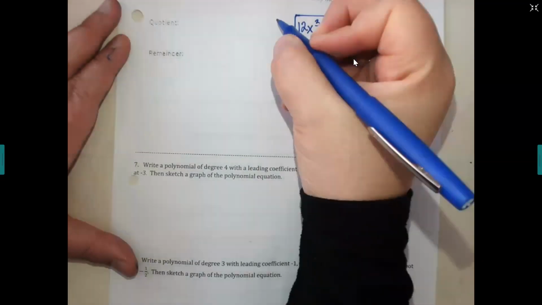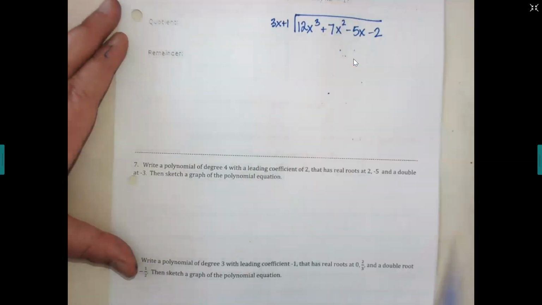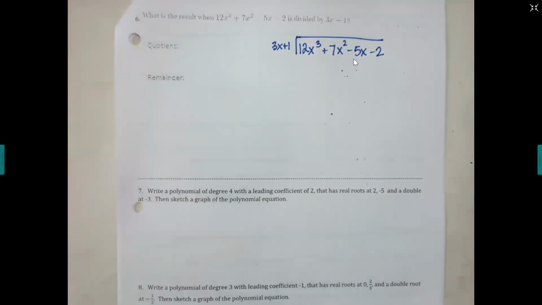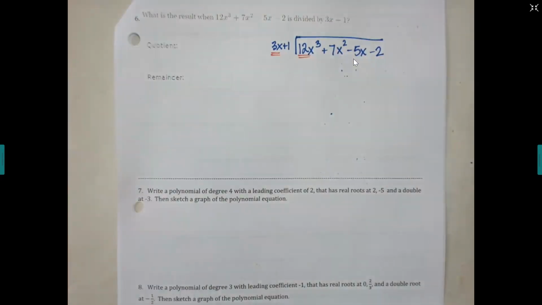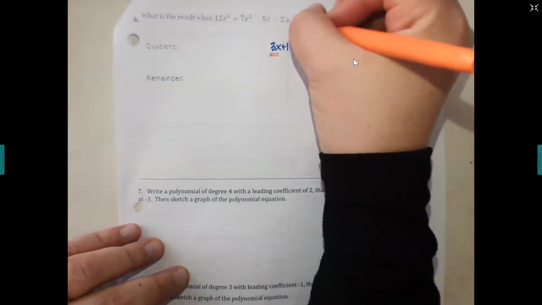And then we're dividing by that 3x plus 1. Okay, and then also, why can't we shortcut this? Because of which number? The 3 makes it unshortcuttable. Okay, what would I need to times a 3x by to perfectly match a 12x cubed? 4x squared, very good. So 4x squared.